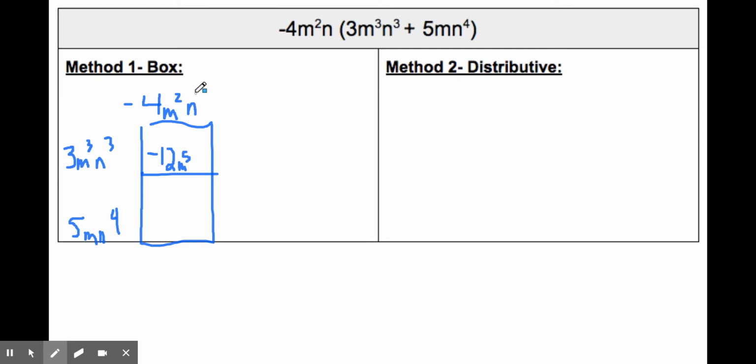And n to the 1st times n to the 3rd. When that occurs, you add them. So it's going to be 1 plus 3, which is 4. So negative 12 m to the 5th n to the 4th.